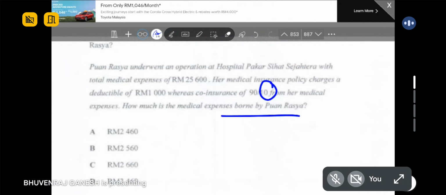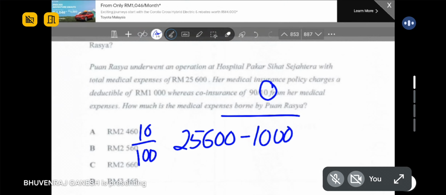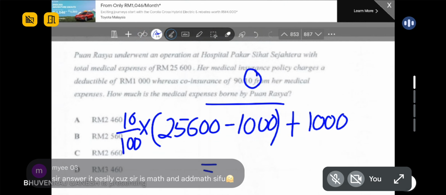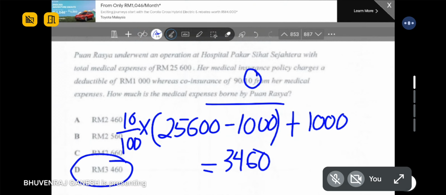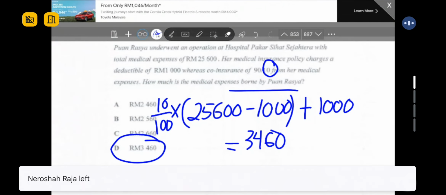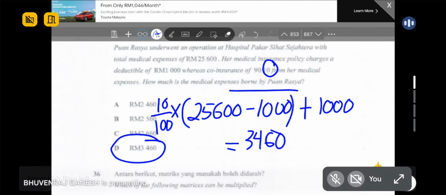Remember, policy holder always take the lower value. Okay, pemegang policy dia ambil nilai yang lebih rendah. So it's 10% kali dengan medical cost after deductible. Okay, cost perubatan selepas deductible. And remember kamu kena tambah deductible kat akhir untuk tentukan cost dia. Okay, remember always must plus deductible. Okay, so final answer is actually 3460. Understand? Dapat? Do you see the concept? So 10% kali cost perubatan after deductible plus deductible.